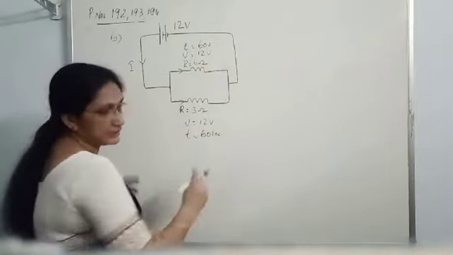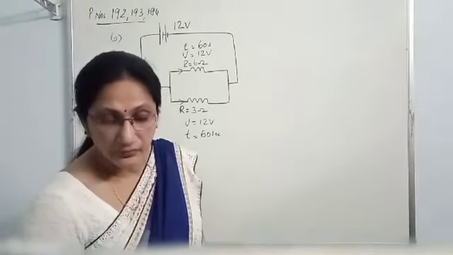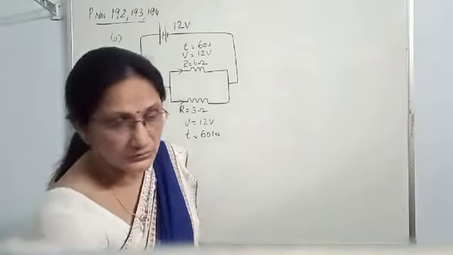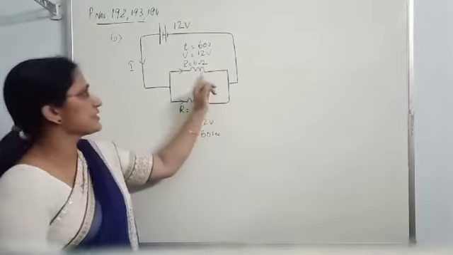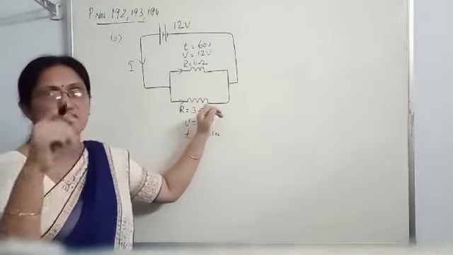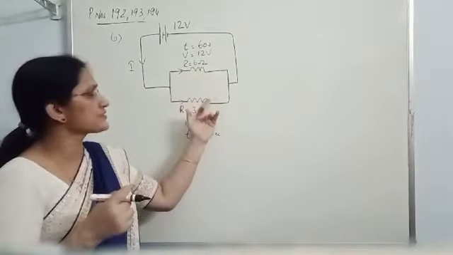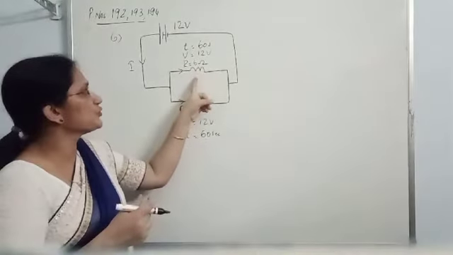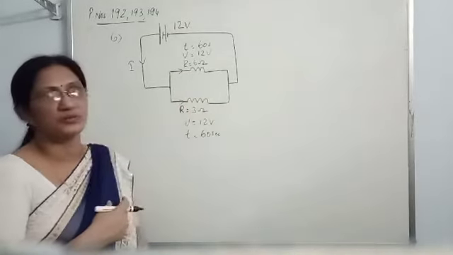So find out the energy consumed in each of these devices. This symbol of resistance is given. It can be any device. So how much energy is consumed in these two devices, you have to find out.